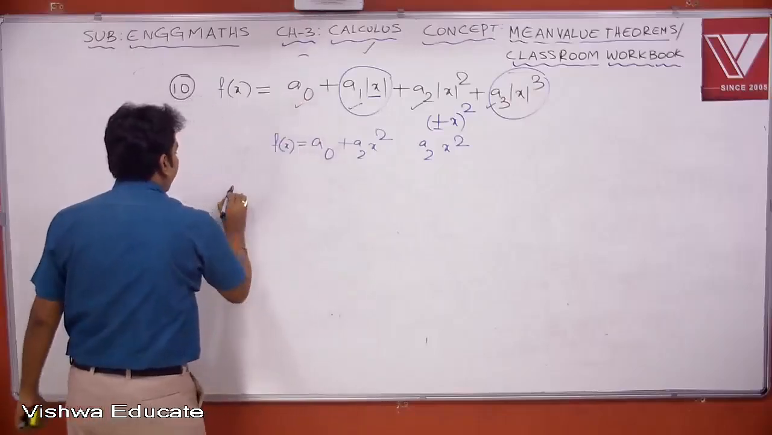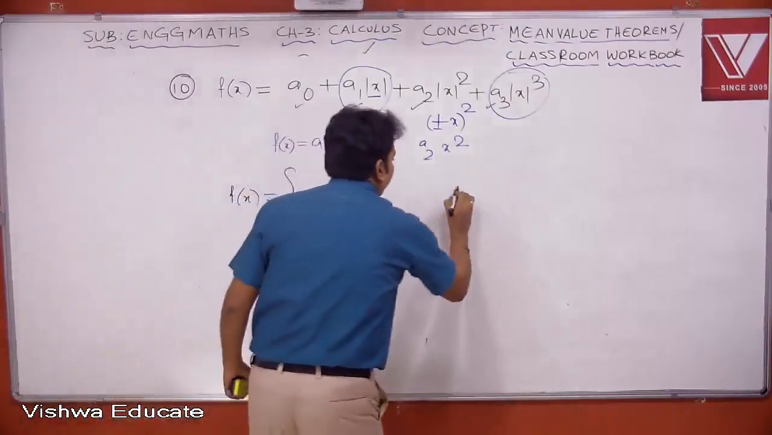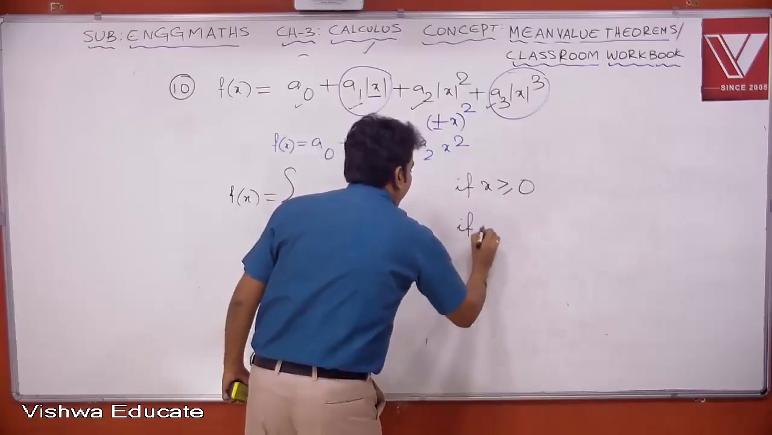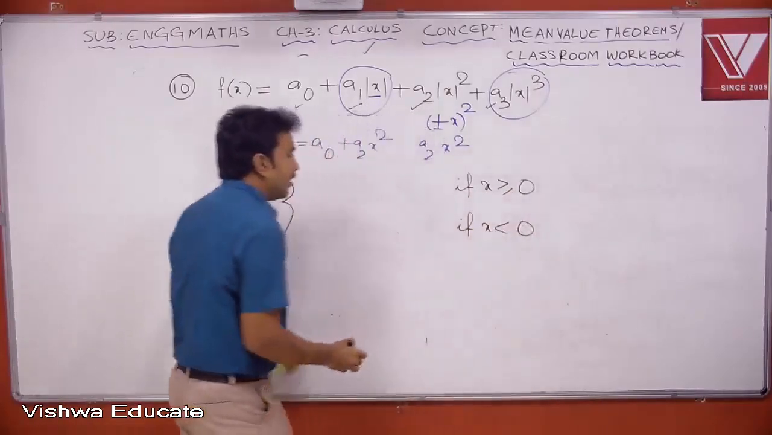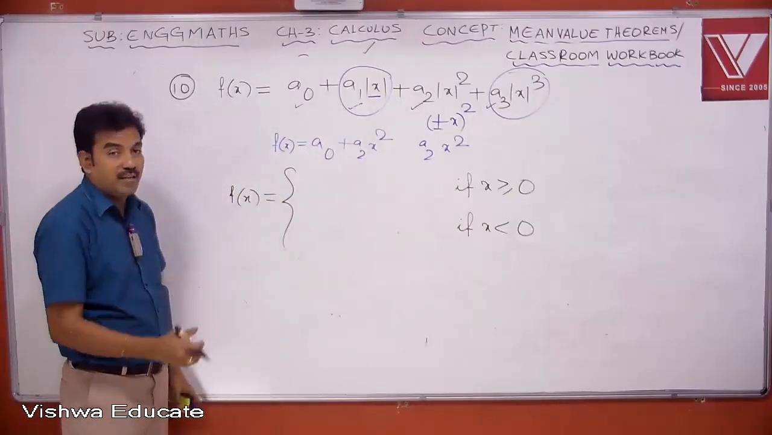So let us redefine this function. f of x equal to what when x is non-negative? f of x is what when x is negative? So I am going to redefine this function. When the problem questions are given like this, try to redefine the function.